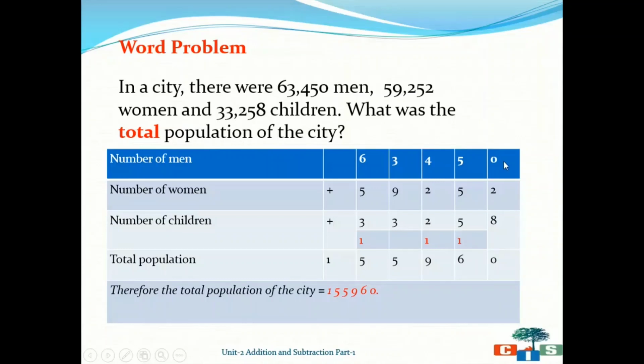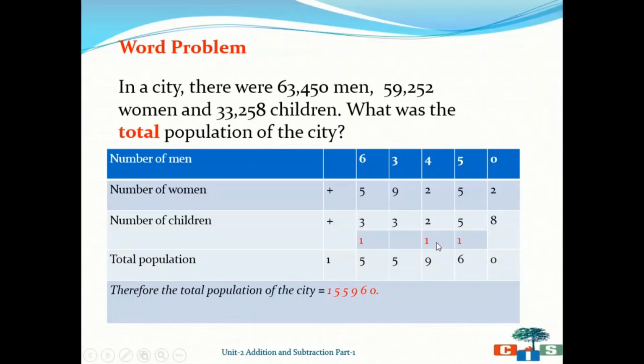So we'll start over here: 0 plus 2 plus 8 is equal to 10, which is 0 ones and 1 ten. So we will write 0 in the ones place and carry forward 1 to the tens place. Now we will add the digits of the tens place, that is 5 plus 5 plus 5 plus 1. 5 plus 5 is 10, 10 plus 5 is 15, 15 plus 1 is 16. So 16 tens. We will write 6 at the tens place and carry 1 to the next place, that is the hundreds place.